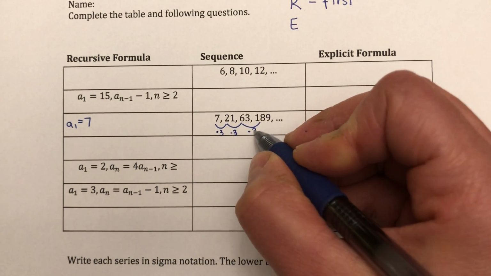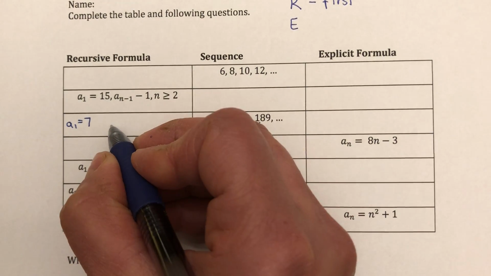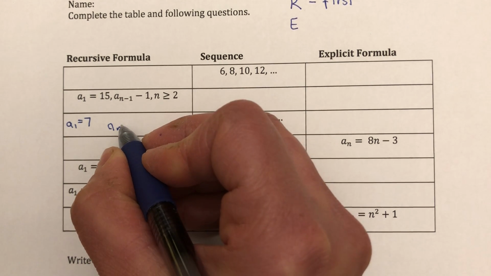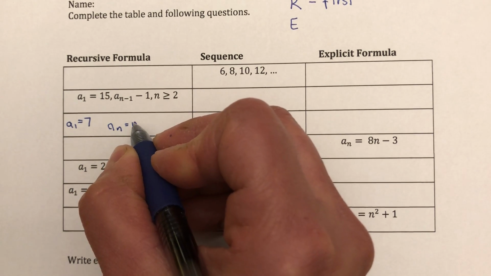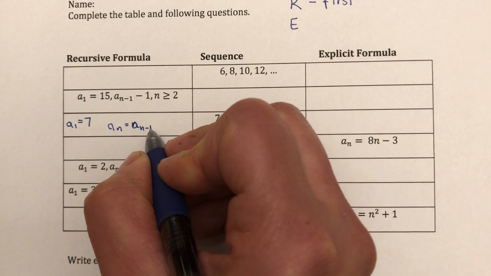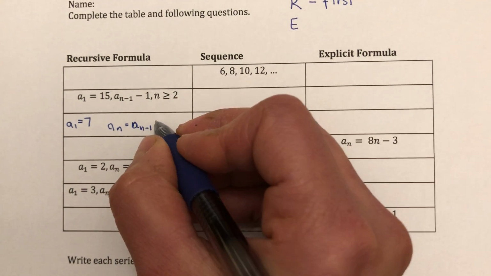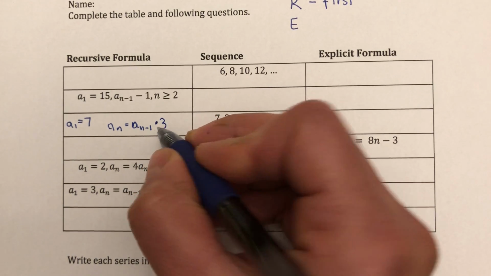And I am assuming that this is the same pattern. So how am I going to put this into a formula? Well, my a_n is going to be equivalent to a_(n-1) times 3. So I am always going to take the previous term and multiply it by 3. That's it.